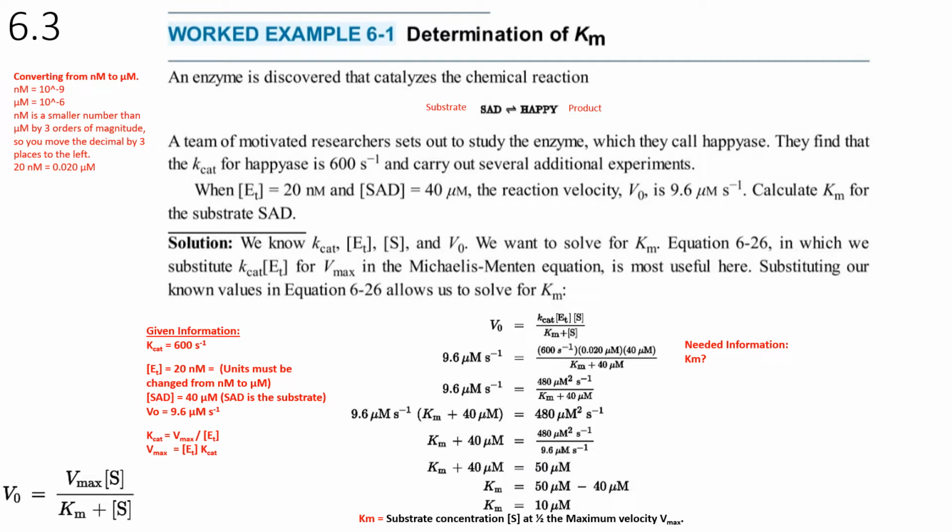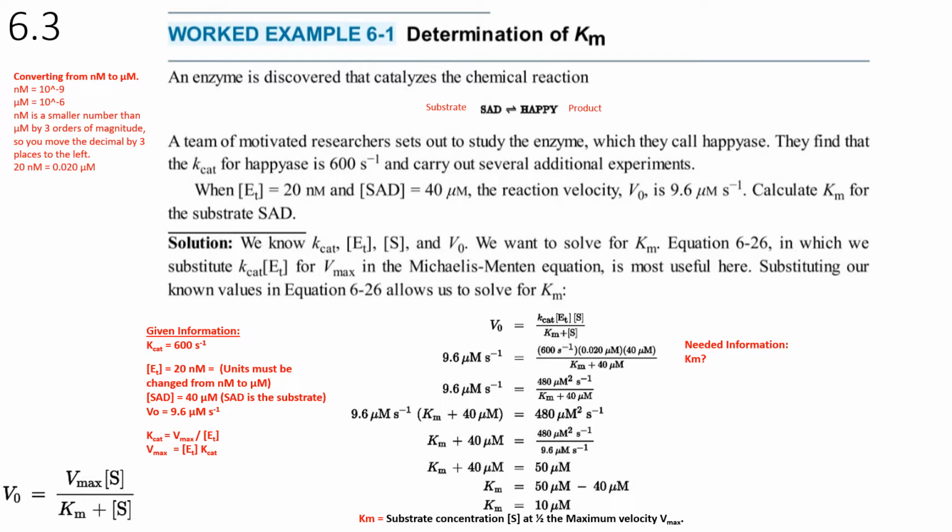So calculate the Km for the substrate SAD. So they gave you a lot of information, and you have to calculate the Km. So the formula we're going to use is, down here we have the Michaelis-Menten equation. V naught is equal to Vmax times the substrate concentration divided by Km plus the substrate concentration.